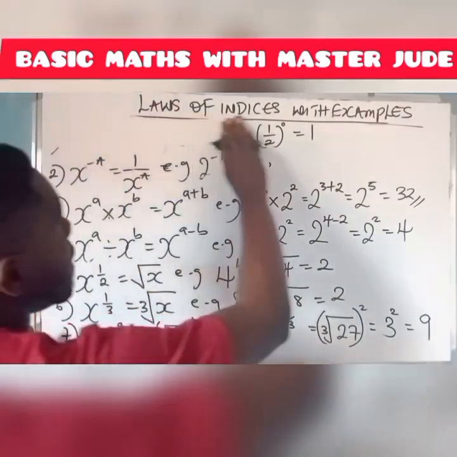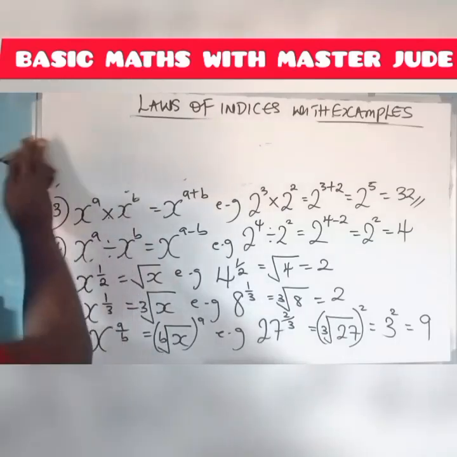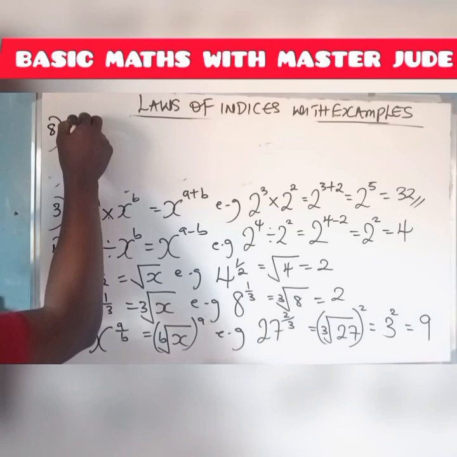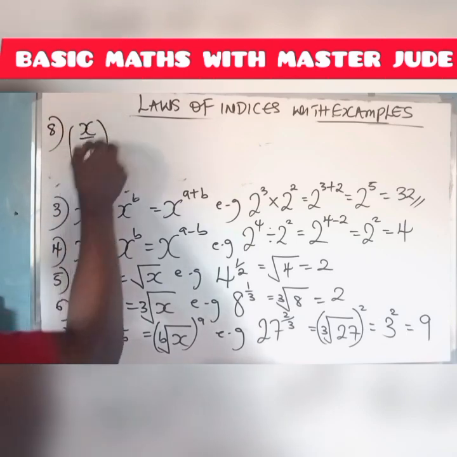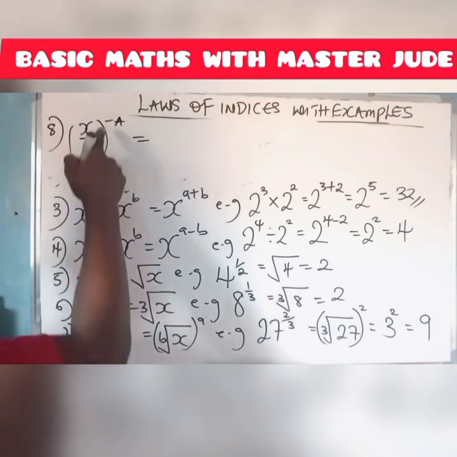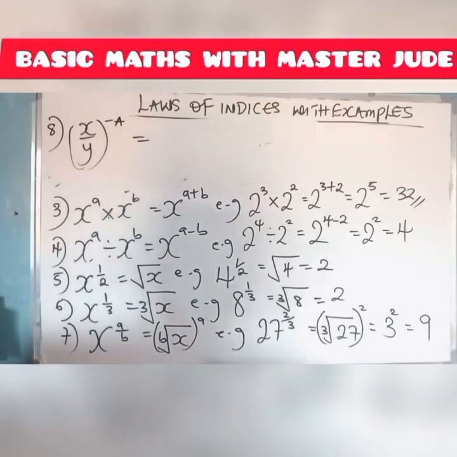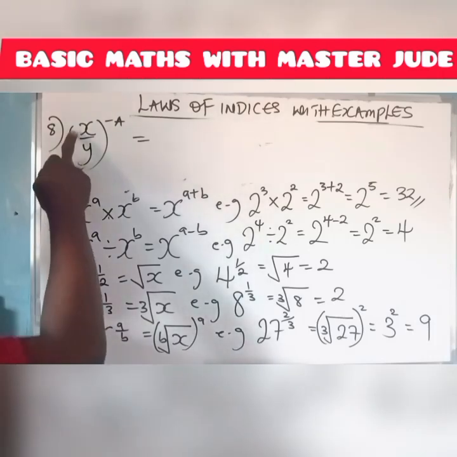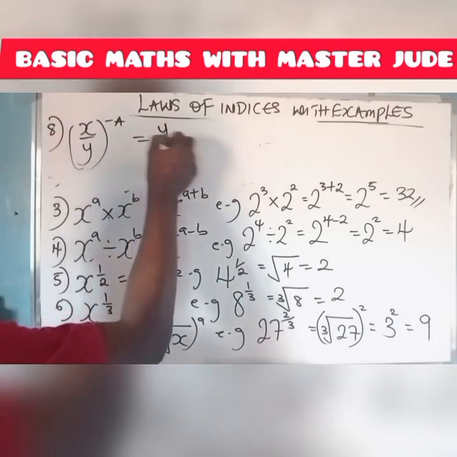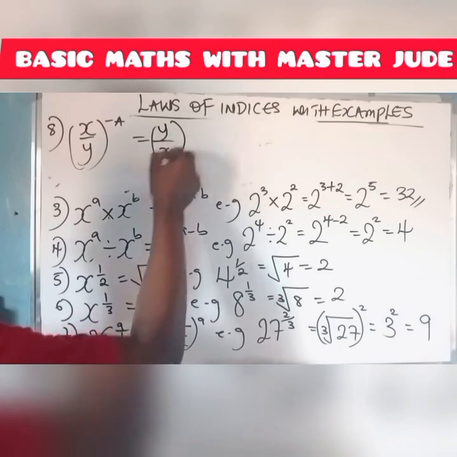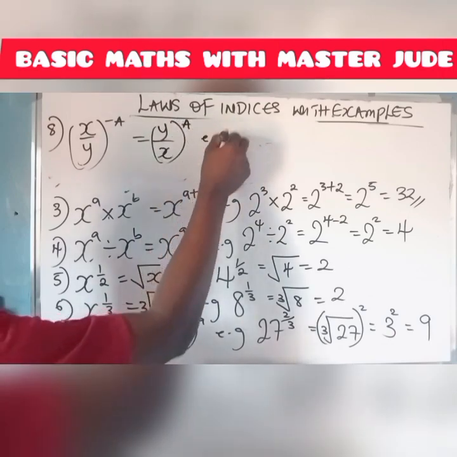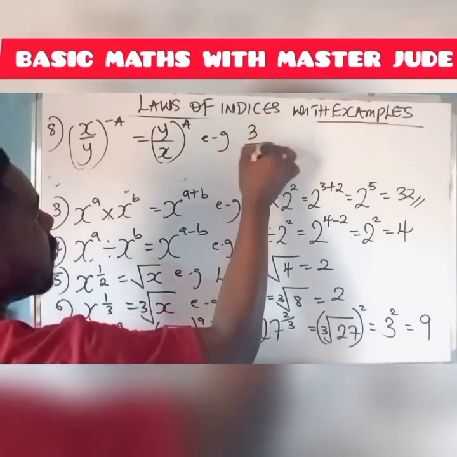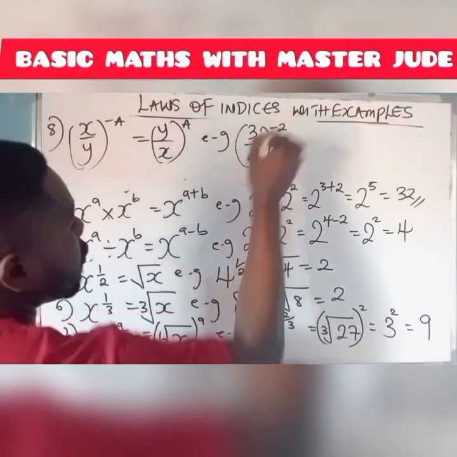Now let's take the last law. The last law says number 8, x over y raised to the power minus a is the same thing as, if you want to remove this minus sign so that you can solve, the denominator will go up, the numerator will come down. Instead of having x over y, it will now become y over x raised to the power a.